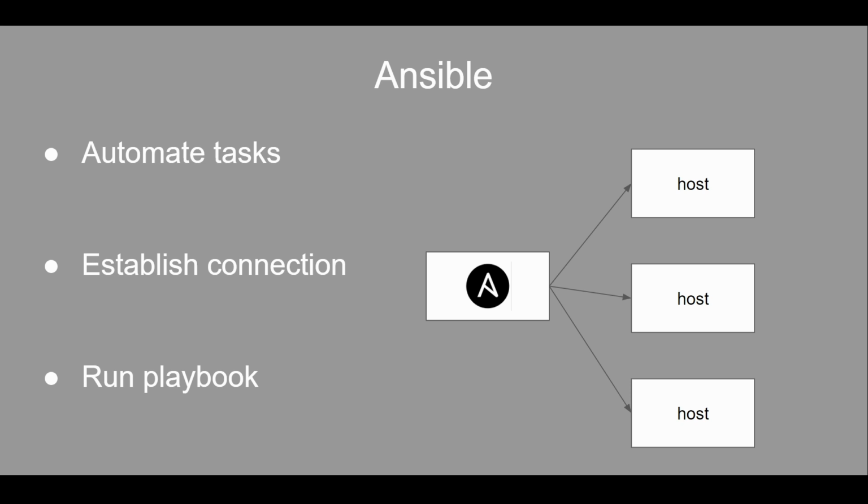With Ansible, you won't have to go into the terminal of every one of these virtual machines and manually run these commands. Instead, you first establish a connection between your master node and the servers you want to provision. And then from inside the Ansible server, you run a YAML file called a playbook, which has all of the tasks that you want to run on those servers.